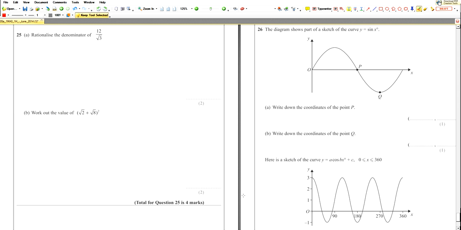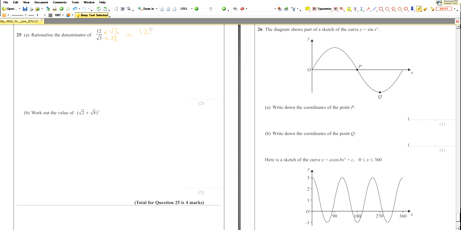Okay, right, let's have a look at question 25a. Rationalize the denominator means, what does that mean? It means we need to turn the bottom number, which at the moment is root 3, into a rational number, like a whole number, for example, or a fraction. Now, to rationalize it, we multiply it by itself. And what we do to the bottom, we must then do to the top to keep the fraction balanced.